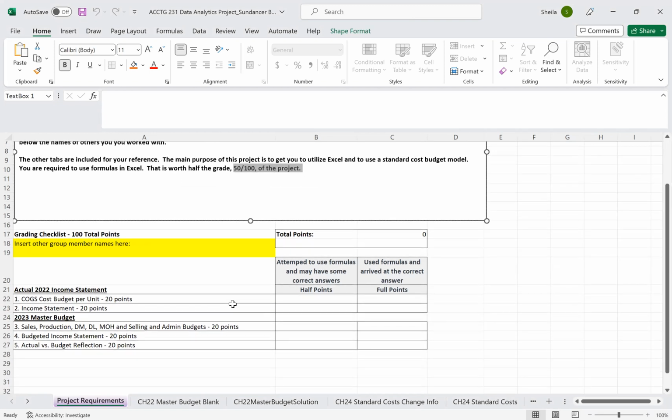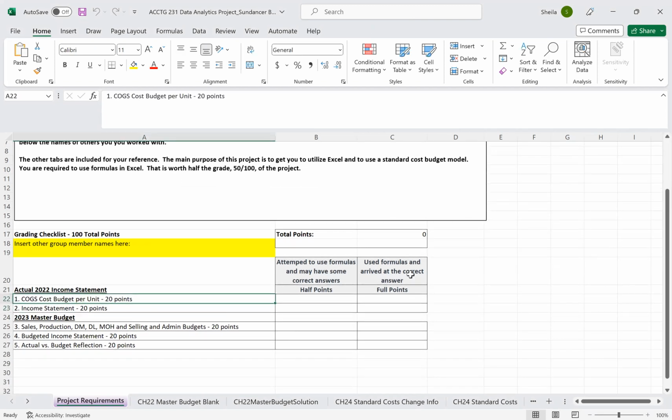Okay, down below is the points for the project itself. And so please make sure that you are referencing this. And I also don't want you to forget about this actual versus budget reflection. That is going to be on the last tab. Okay, so it's kind of an overview.